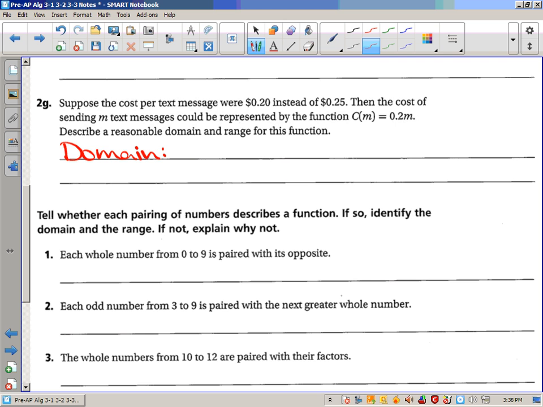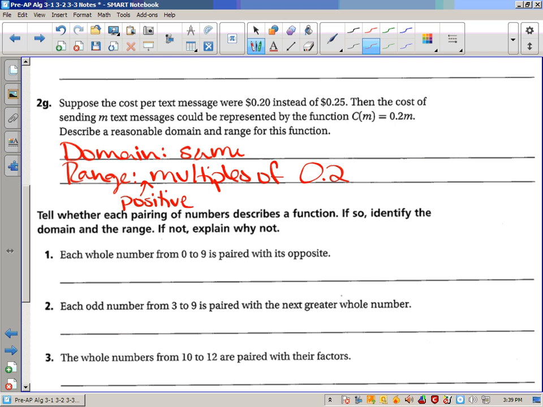No, you're still sending whole number texts, so that will still be the same. But the range will change. They will no longer be multiples of 0.25, but multiples of 0.2. I guess I should also include in there positive, because we won't have a negative cost. That doesn't make sense.